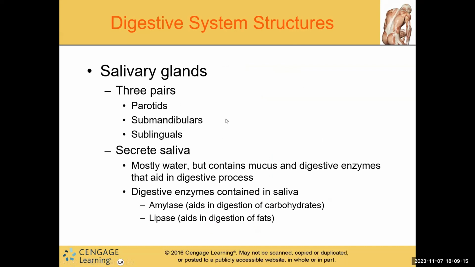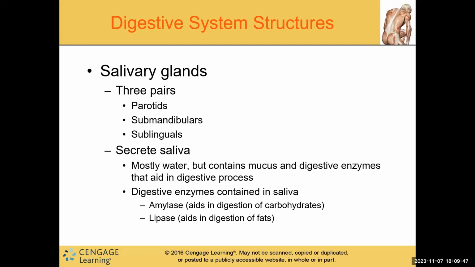Okay, the salivary glands in our mouth. Of course, we're well aware of them. There are 3 pairs of salivary glands: parotids, submandibulars, and the sublinguals. Sublinguals are under the tongue, submandibulars are under the jaw, and then the parotids are at the back of our throat. They secrete saliva. It's mostly water, but it does contain mucus and digestive enzymes.